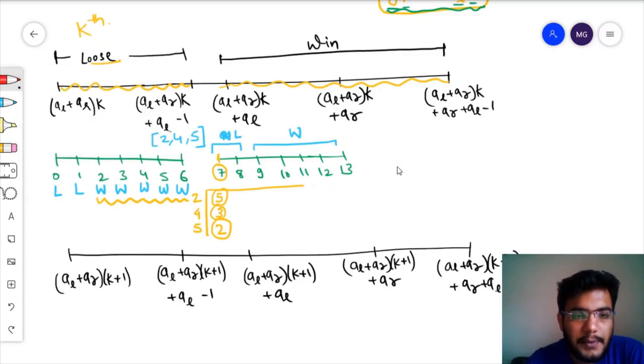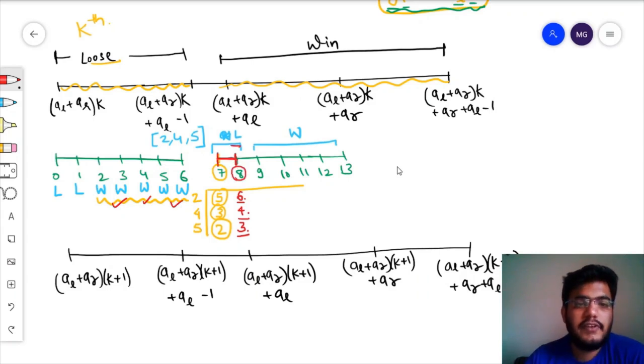If we remove 2 objects, we have 6 objects remaining. If we remove 4 objects, we have 4 objects remaining. If we remove 5 objects, then we have 3 objects remaining. And all these 3, 4 and 6 have already been proven to be winning states only. So we will be using this thing: if we apply operations on the losing state for the k plus 1th block, then after applying all sorts of operations, the number remaining will be a winning state of the kth block only. So we can say that this will be a losing state.